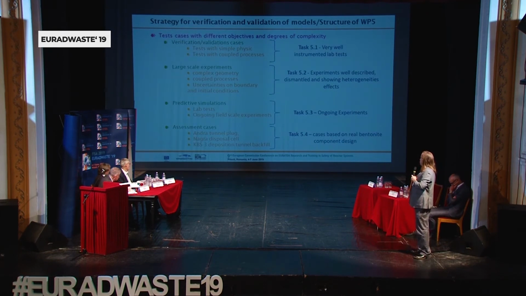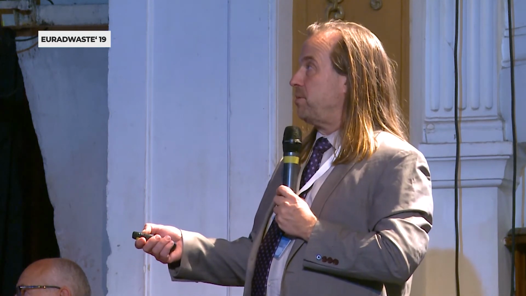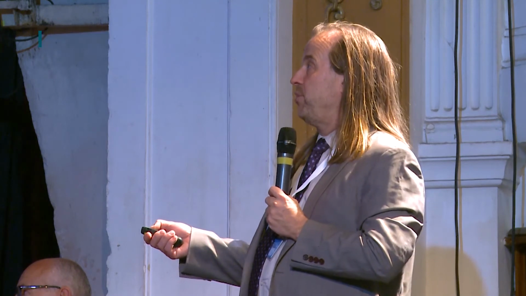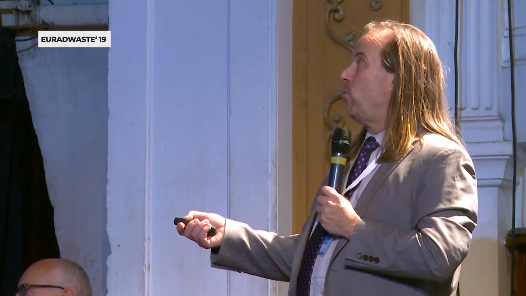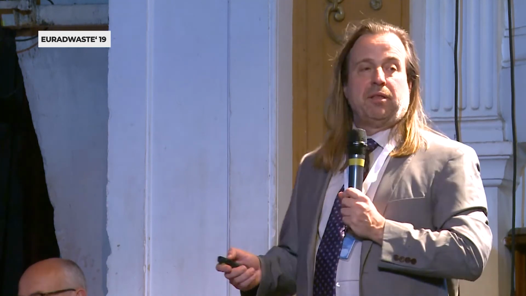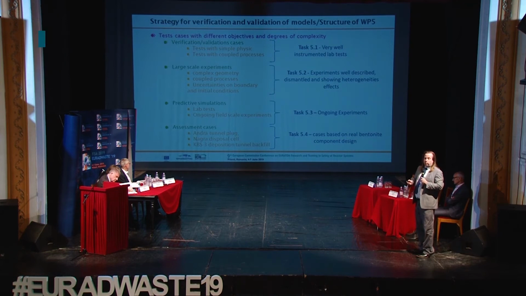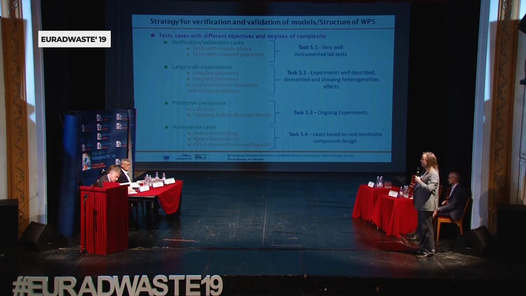This is then the strategy for work package 5, but also the strategy for the entire project. Our idea was to start with test cases with different objectives and different degrees of complexity. The first should be verification and validation cases, tests with simple physics, tests with coupled processes. This is task 5.1, very well instrumented laboratory tests, which initially should be quite simple, at least in boundary conditions and geometry.